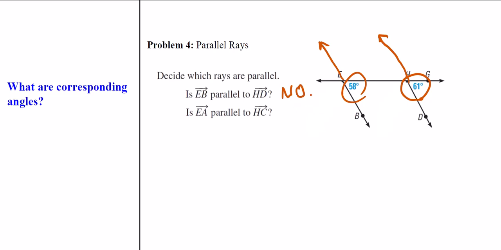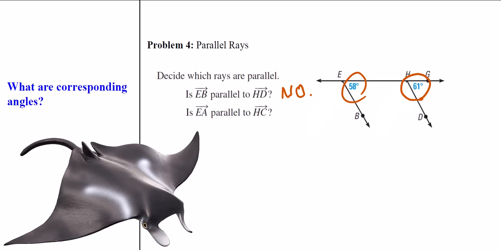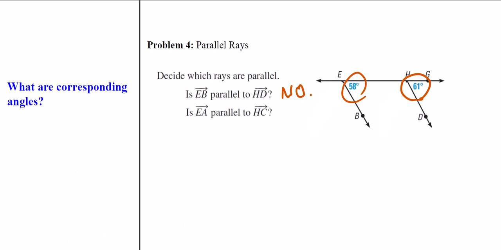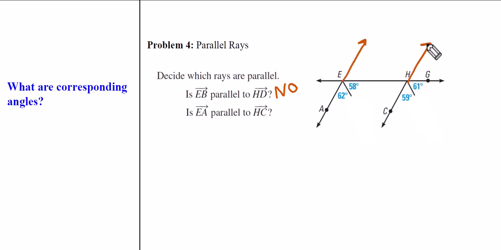I should say rays, right? Because the original problem is talking about rays. So according to the corresponding angles converse theorem, these corresponding angles are not congruent, and therefore these rays are not parallel. What about EA and HC? Well, let's focus on these rays, right? If we extend these lines, these are our theoretical parallel lines, and here's our transversal EHG.